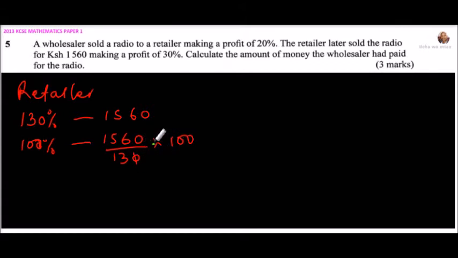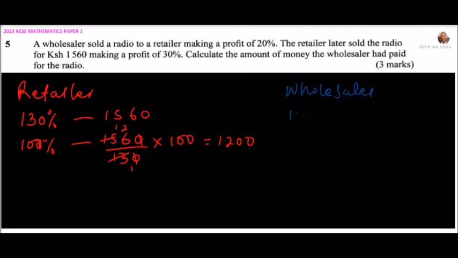When you multiply that, that should give you 1,200. So that is what the retailer paid, the 1,200 to the wholesaler. Now we come to the wholesaler.